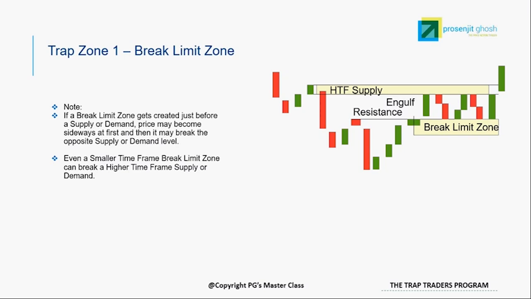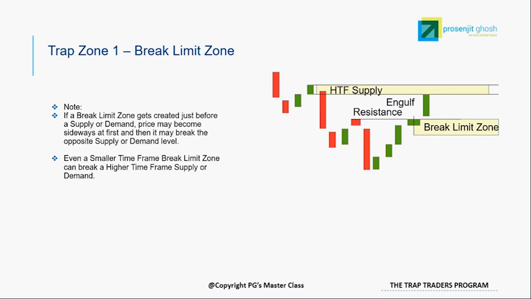So the point I want to discuss here is, say by mistake you are taking a short trade in an HTF supply where an opposite break limit zone got created, then what you can do is wait for price to go to the break limit zone and square off your position. Don't open that position. So get out of that position. Getting out of that position will be a good idea.